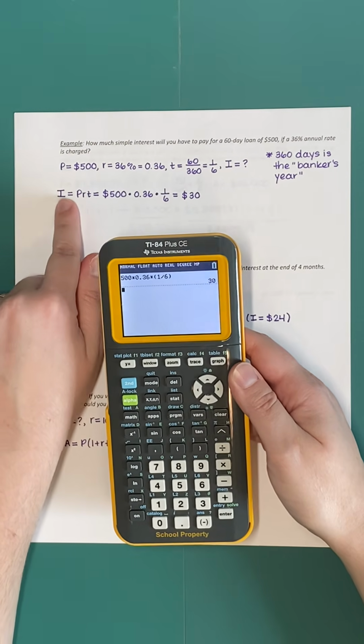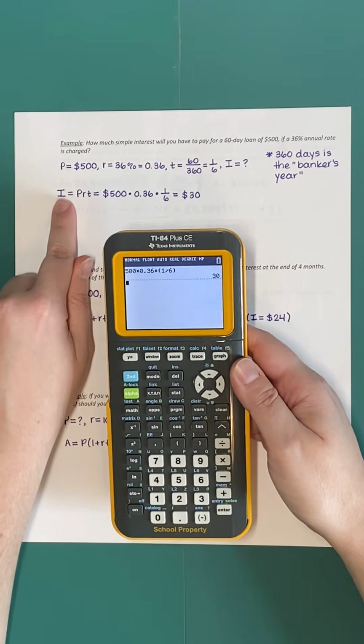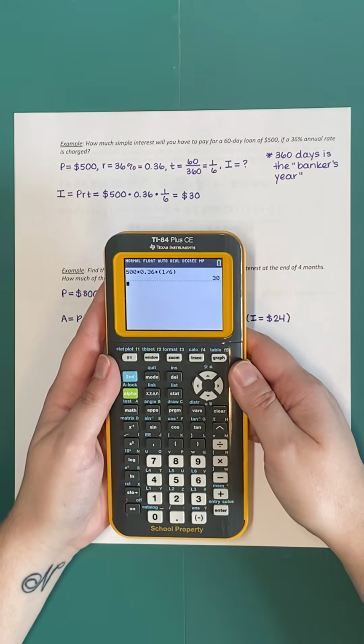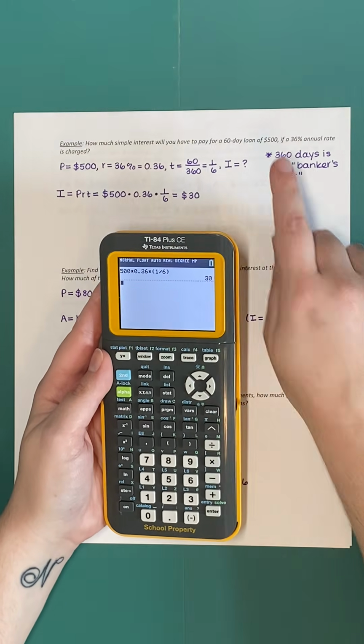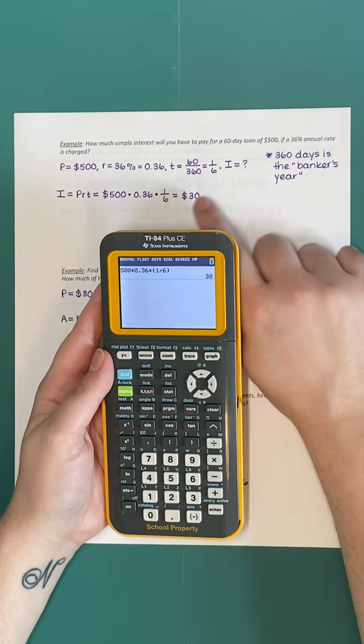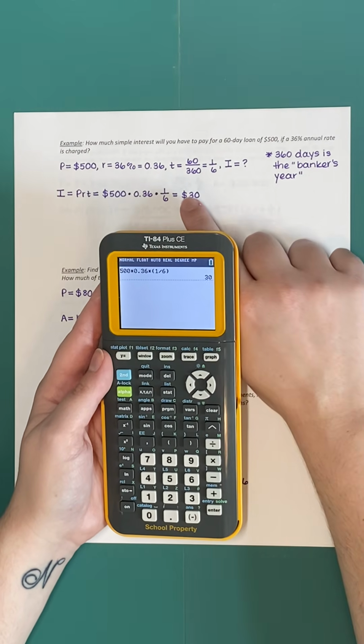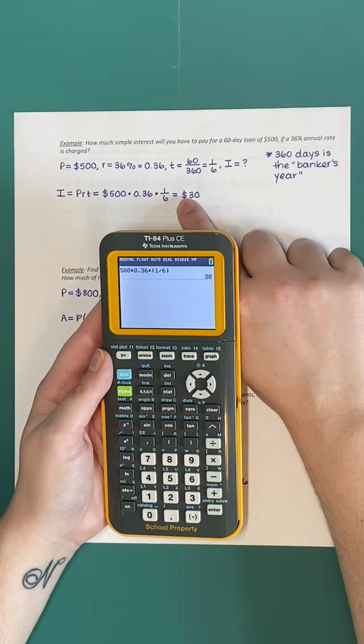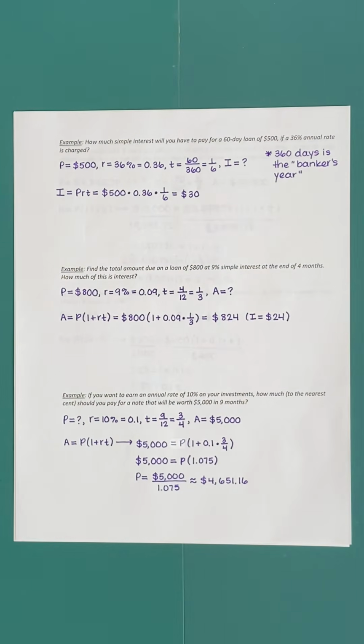So when we're talking about interest, what are we talking about? Well, interest is an amount of money. It's the amount of money that we're being charged in order to borrow $500. So in this case, 30 is going to be $30. So we're paying back $30, that's going to be the actual charge.